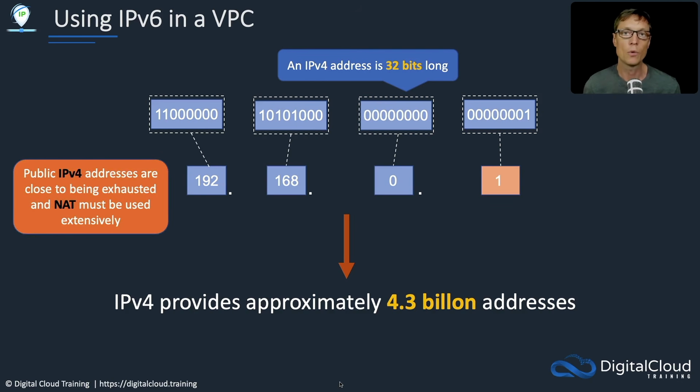So we are close to exhausting these addresses, and NAT has to be used extensively. So if you're in a company and your company has thousands of computers internally, then those computers will most likely be using IPv4 addresses, and those will be private addresses, and when they access the internet they go through a NAT device of some sort, and that means that a public IP address is used to represent many PCs. So that's a workaround that we have to put in place with IPv4. With IPv6 we don't have to worry about that.